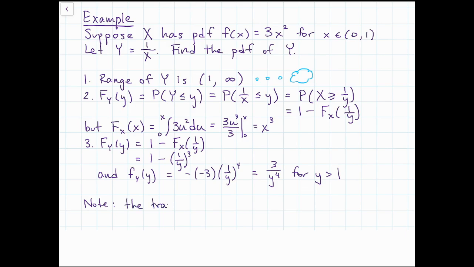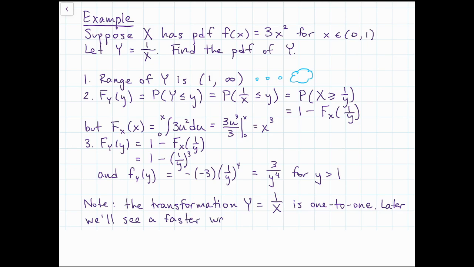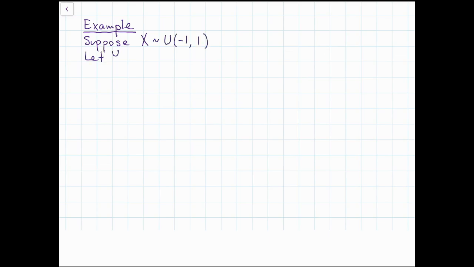So in this particular case, the transformation that we did here, y equals 1 over x, is a one-to-one transformation. And later on in this video, we'll see a faster way to deal with one-to-one transformations of random variables. But for now, let's look at another example. Now suppose that we have x being a uniform random variable from -1 to 1, and y is going to be x squared. Again, we want to find the distribution of y, in this case, the CDF.